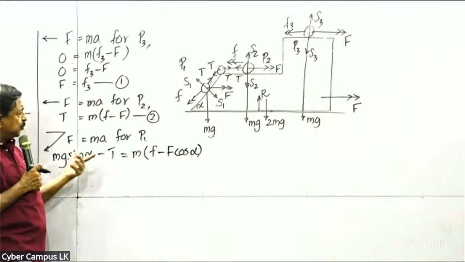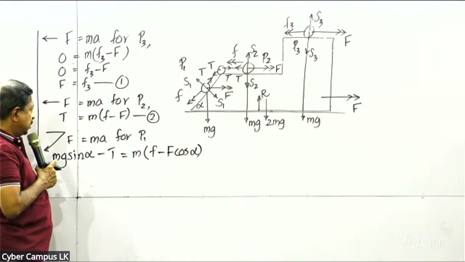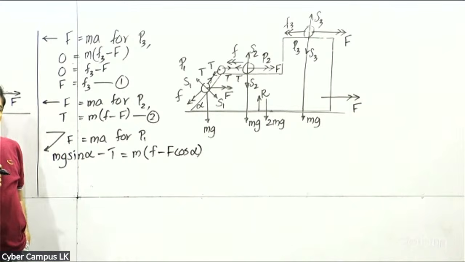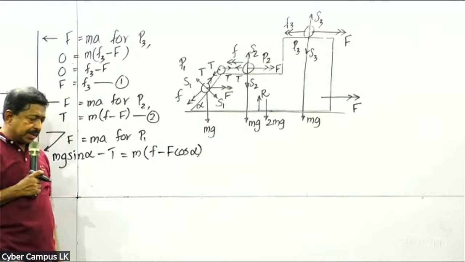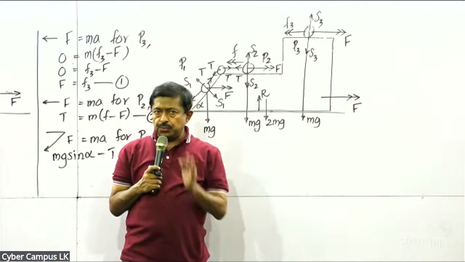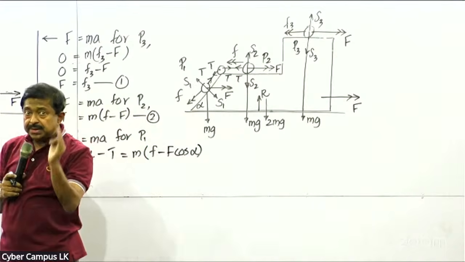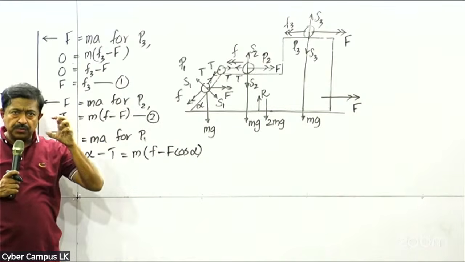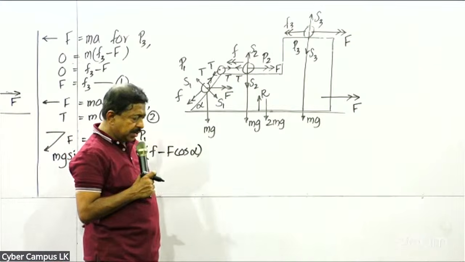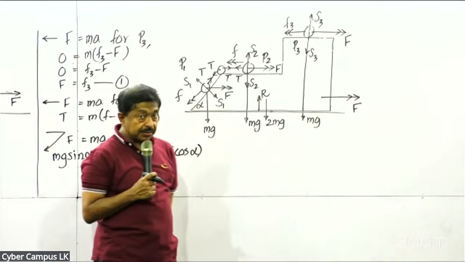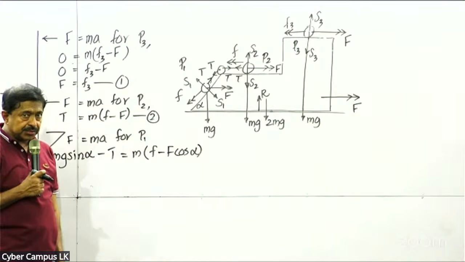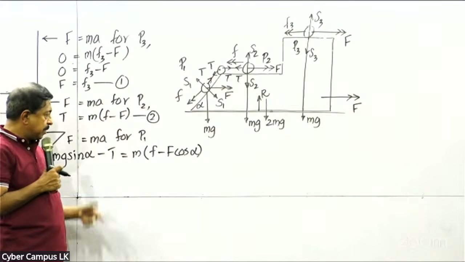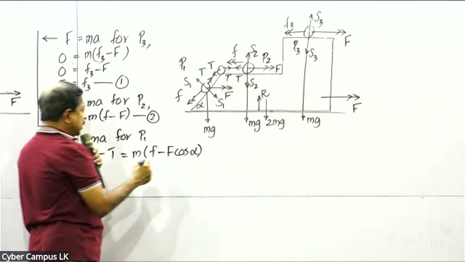Now our objective is to find capital F. When you find these accelerations, there are two kinds of variables, tensions and accelerations. If a wedge is involved, you have to find the accelerations first, not the tensions. So whenever you have tensions, you have to remove them from the equations, right? Anyway, we'll keep it like that. This is the third equation.